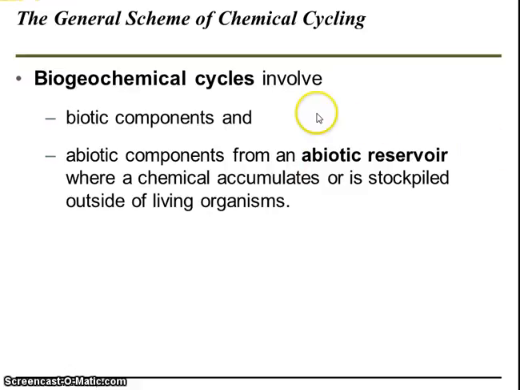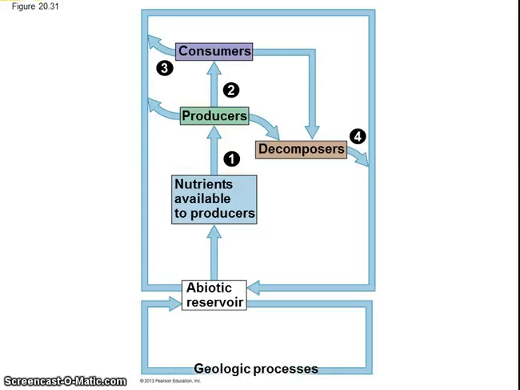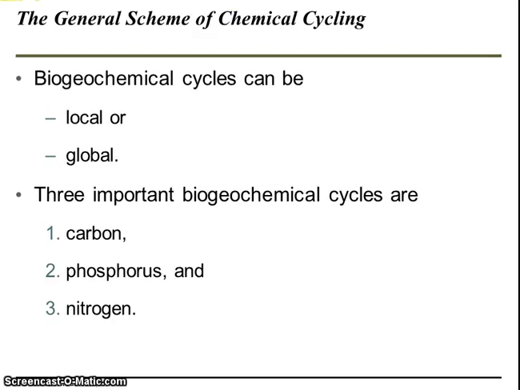You've got what's called an abiotic reservoir, where you've got nutrients outside living organisms, like in the soil or in the ocean, for example. So those are in our geologic soil, the abiotic reservoir. And then the nutrients go to producers. Producers either die and have it decomposed, or they get eaten by consumers, and consumers die and get decomposed and go back to that reservoir. They can either be local, like you're looking at the nitrogen levels in the forest by your house, or they can be global, looking at the whole world's nitrogen levels. So we'll look at carbon, phosphorus, and nitrogen.